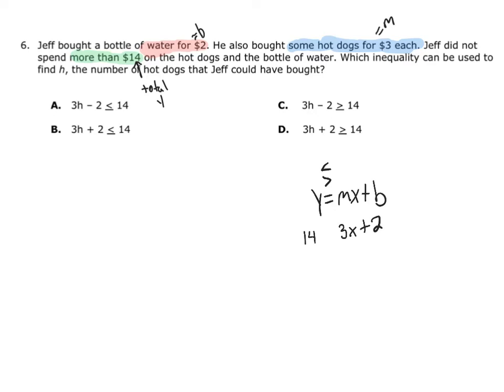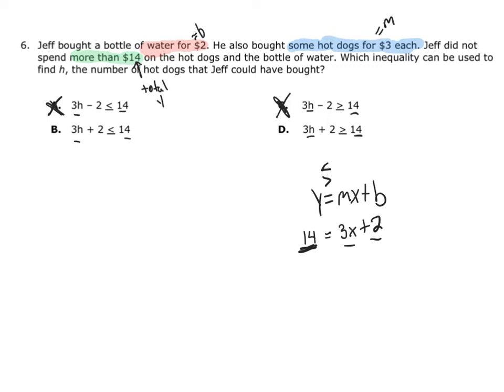So we need to look on either side of that equal sign to find 14 to start off with. So far, all of them have 14, so we're good there. Then we need 3x, so 3x is good. Then plus 2. So we can eliminate C and A because they have minus 2. So now we're left with two answer choices. We have to decide if it's more than or less than.